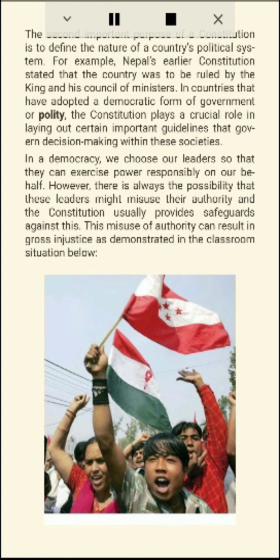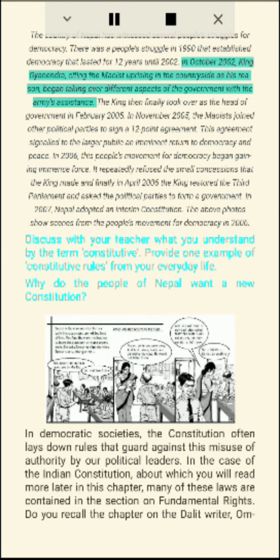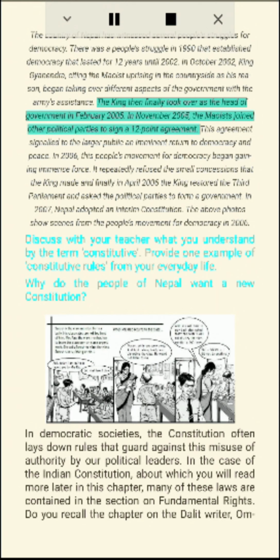The country of Nepal has witnessed several people's struggles for democracy. There was a people's struggle in 1990 that established democracy that lasted for 12 years until 2002. In October 2002, King Gyanendra, citing the Maoist uprising in the countryside as his reason, began taking over different aspects of the government with the army's assistance. The king then finally took over as the head of government in February 2005.